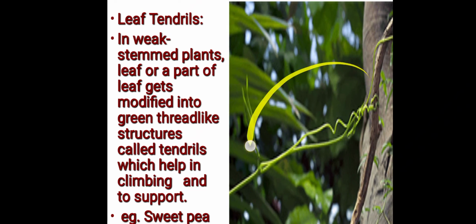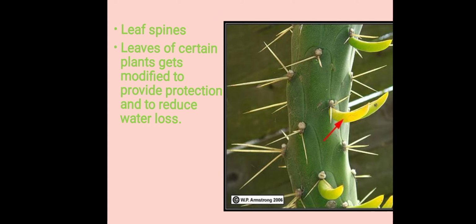An example is sweet pea. You must have seen this. Next, leaf spines. Leaves of certain plants get modified to provide protection and to reduce water loss. Example is cactus, the best example over here. So it's for a reason. They don't have leaves, but they have thorns so that they can reduce the loss of water.